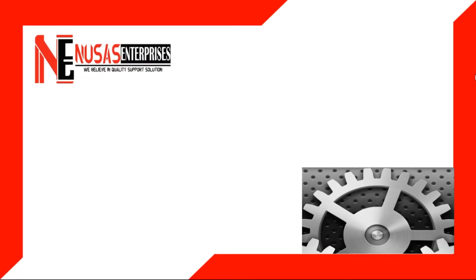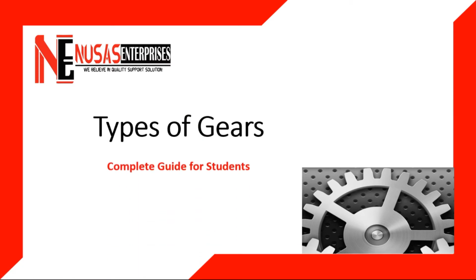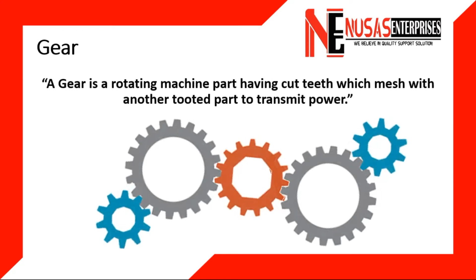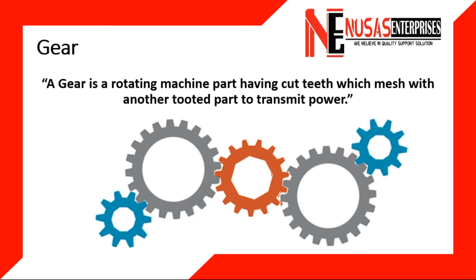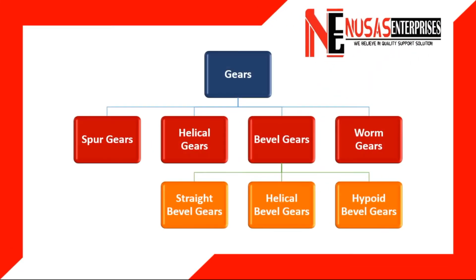In this video, we will learn about types of gears. A gear is a rotating machine part having cut teeth which mesh with another toothed part to transmit power. Types of gears. There are four main types of gears as shown in this chart. Let us explain all types one by one.